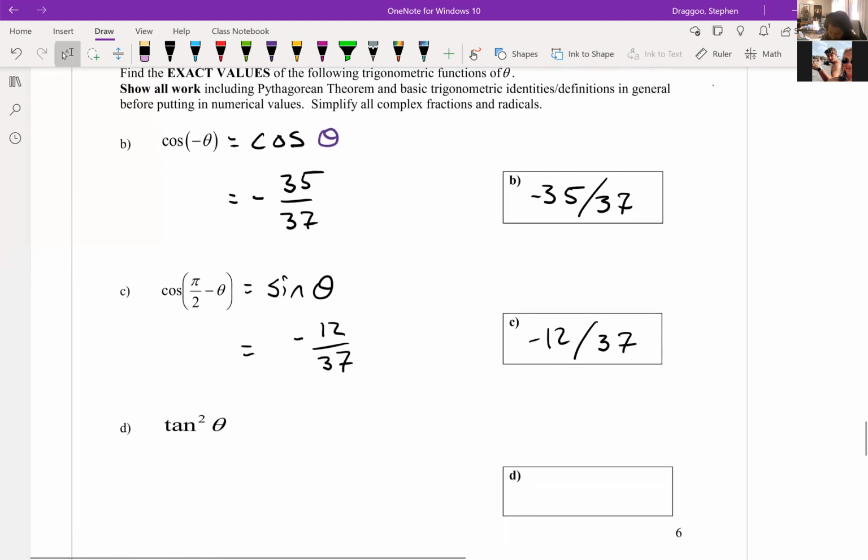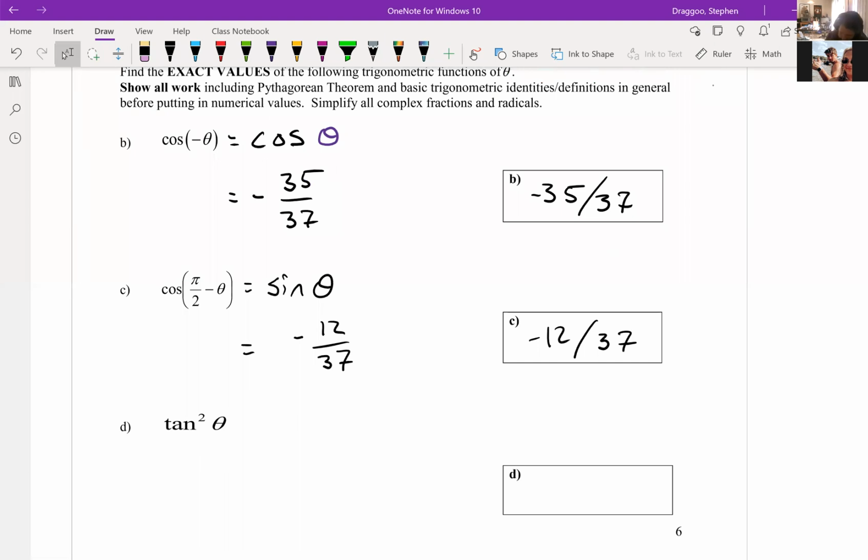And finally, it wants tangent squared, which from the triangle above, we know that tangent, which is opposite over adjacent, is negative 12 over negative 35. Then we can square that thing to get 144 divided by 35 squared, which is 1,225.